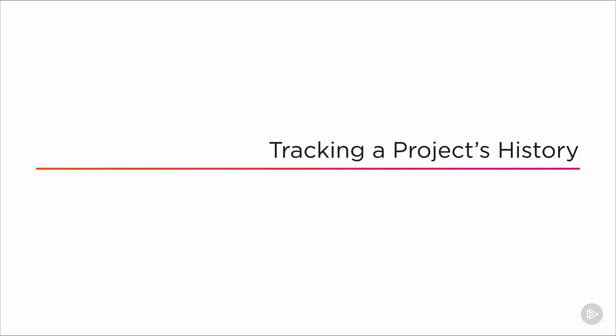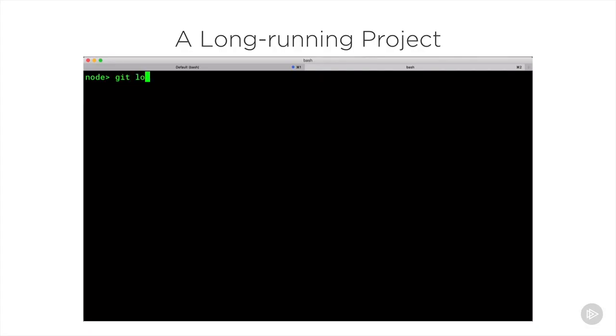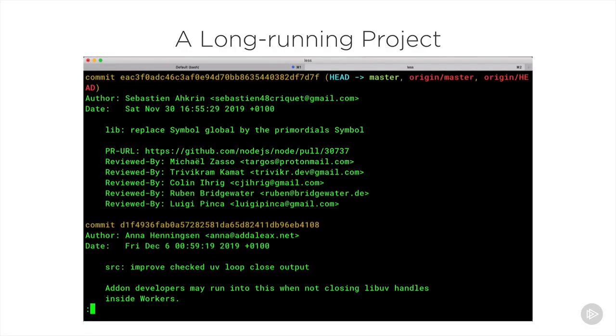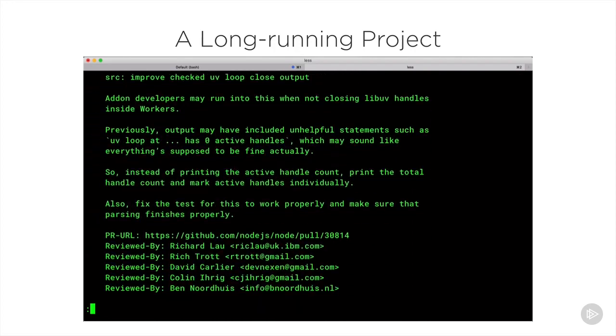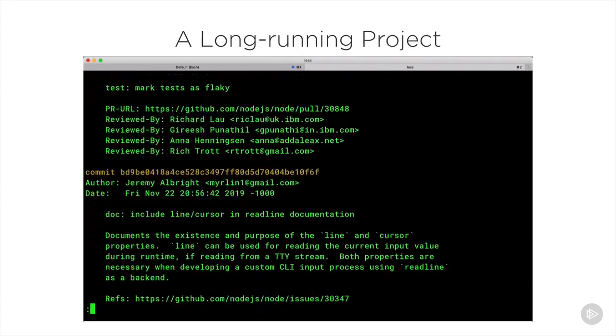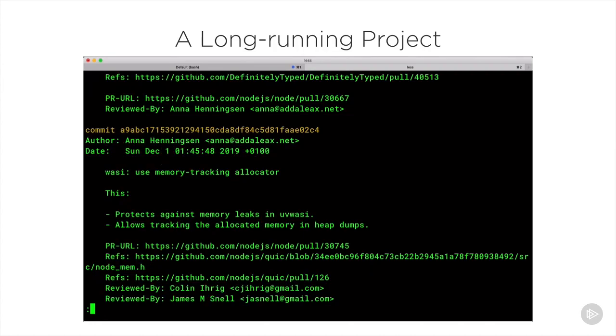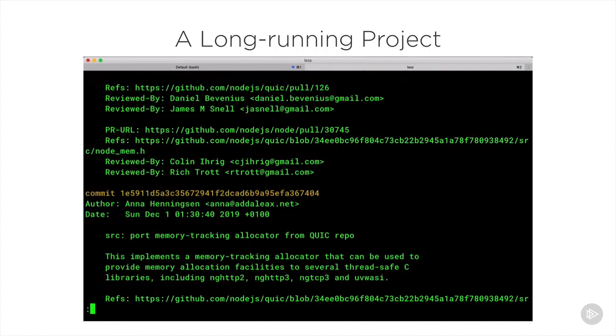So let's see what makes version control so essential to software developers. The most obvious benefit of version control is that it gives you a detailed history of your project. As an example, I have a long-running open source project here, and here is its history. See, we have all the changes, their messages, the authors and dates, everything that happened.